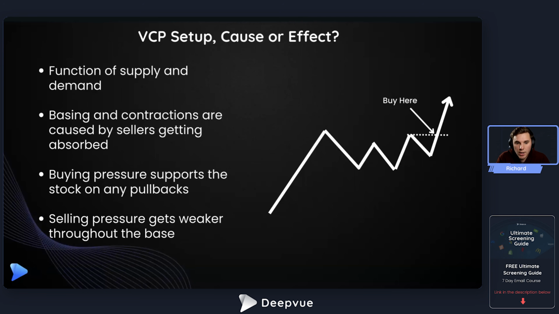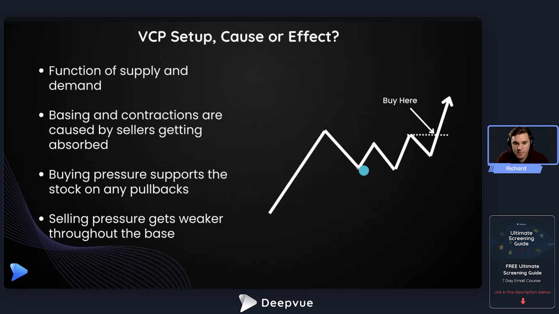So VCP, cause or effect. A lot of people think it works simply because people see it on the charts and trade it and buy it at the buy point. And that's not necessarily true. Definitely that can help move it on the breakout day, but the overall pattern is formed because of supply and demand. It's a function of supply and demand. What really moves stocks is accumulation by the largest funds in the world, the people managing billions and billions of dollars that are accumulating the stock throughout the uptrend.